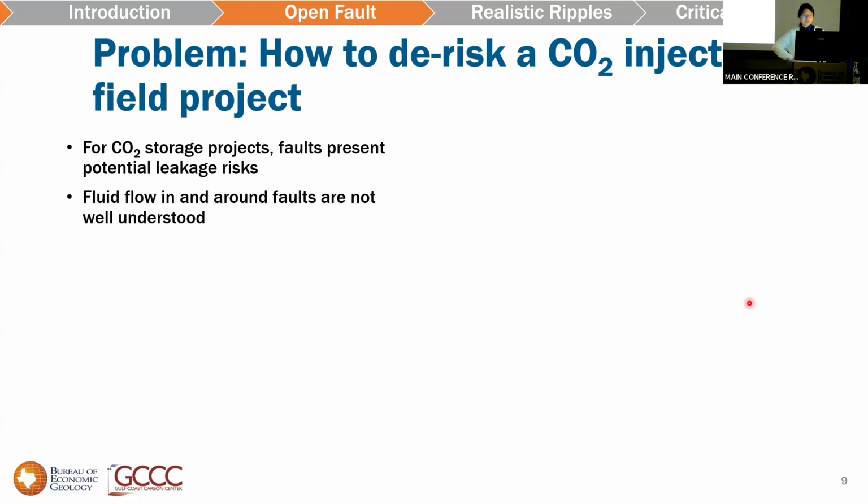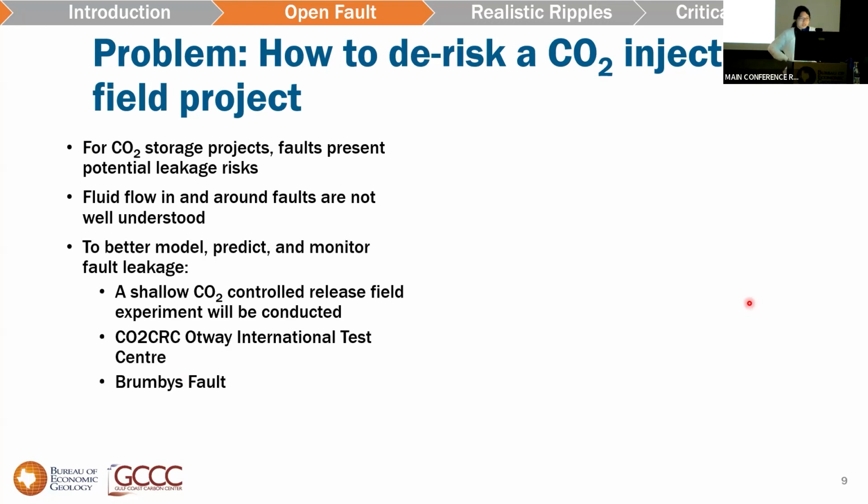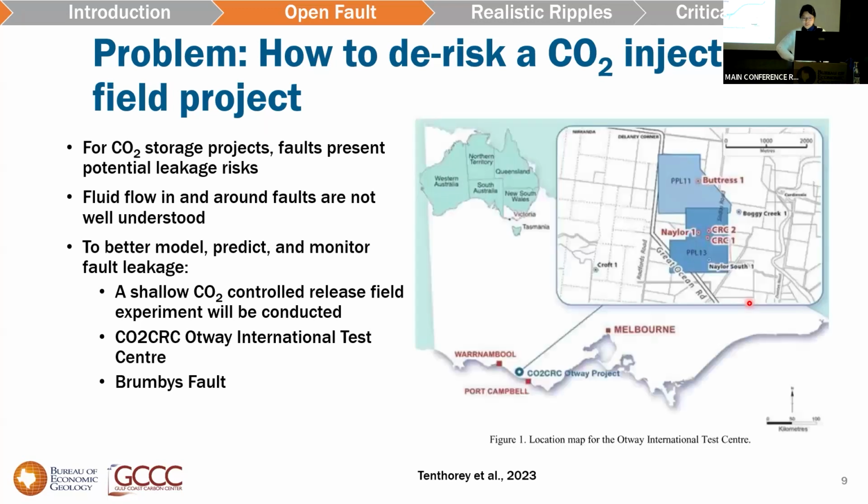And because fluid flow in and around faults is not very well understood, the Australian teams want to conduct a shallow CO2 controlled-release field experiment at the CO2CRC Otway International Test Centre, I think this year, because they would like to better model, predict, and monitor this fault leakage behavior. And so they intend to inject gaseous CO2 into the Brumbies fault.